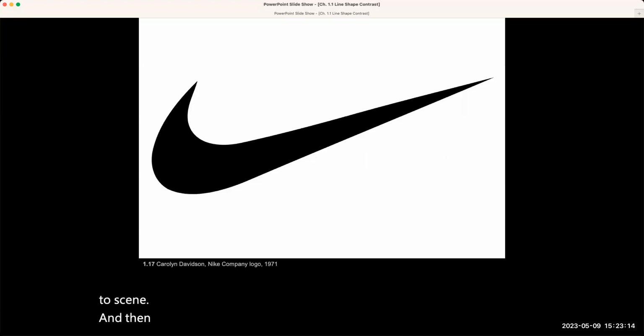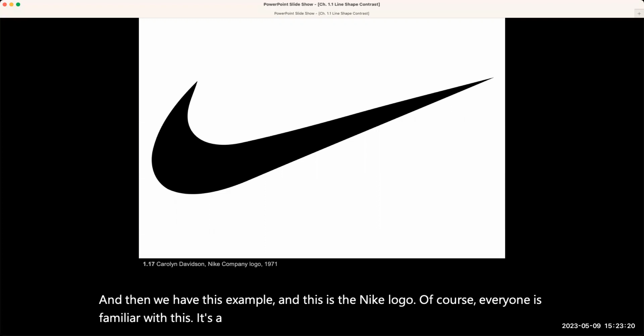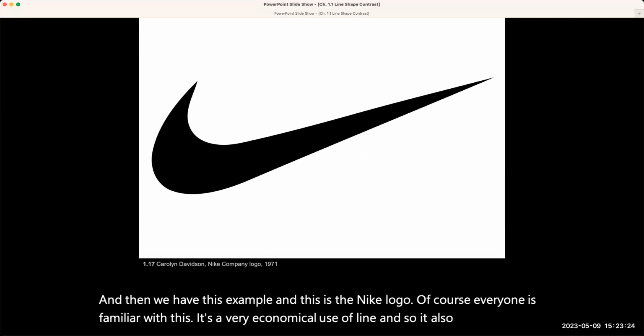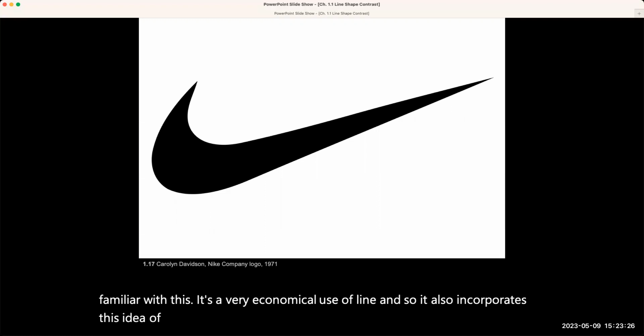And then we have this example. This is the Nike logo, of course. Everyone is familiar with this. It's a very economical use of line. And so it also incorporates this idea of how a line can be communicative.